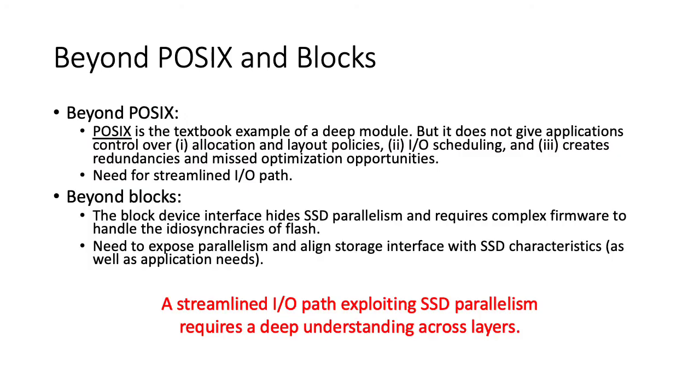So what's wrong with POSIX? POSIX is a textbook example of a deep module. It has remained stable for decades, but now it's in the way of performance. It doesn't allow applications to control data placement or I/O scheduling, and the many layers which are necessary to implement the POSIX abstraction create redundancy and missed optimization opportunities. So we need a streamlined I/O path.